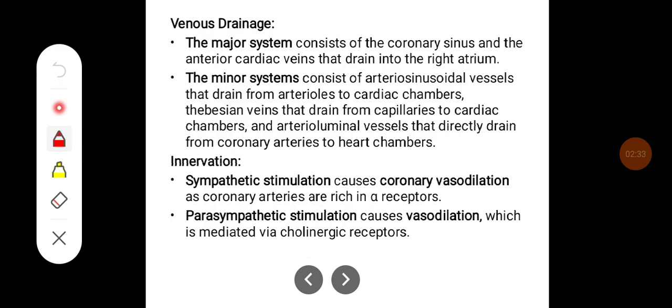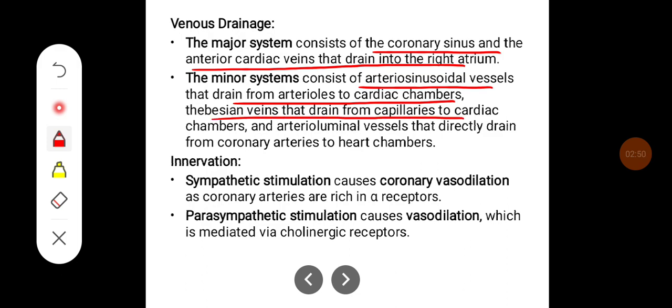The major system consists of coronary sinus and the anterior cardiac veins that drain into the right atrium. The minor system consists of arteriosinusoidal vessels that drain from the arterioles to cardiac chambers, thebesian veins that drain from the capillaries to cardiac chambers, and arterioluminal vessels that directly drain from coronary arteries to the heart chambers.